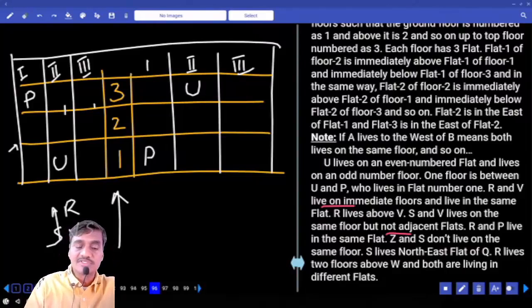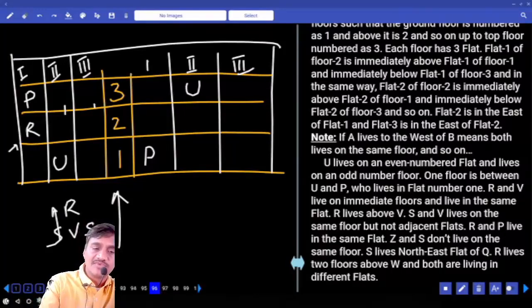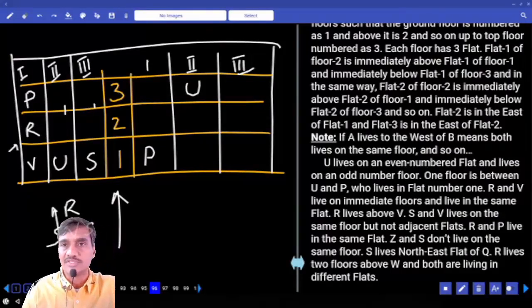R and P live in the same flat, it says. As R and P live in the same flat, R and P live on the same flat in the first case. Can we have R at this place? If R is here, then R and P live in the same flat. V is here, then S will be here. S and V are not adjacent to each other.